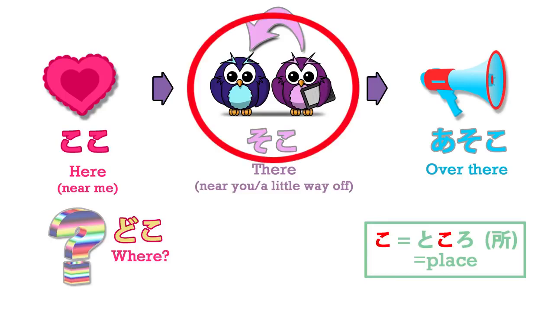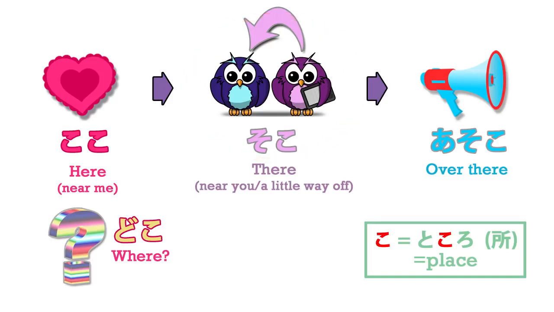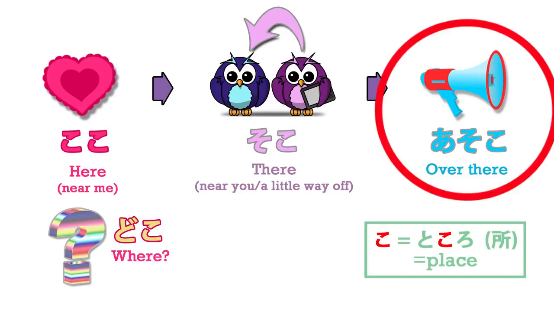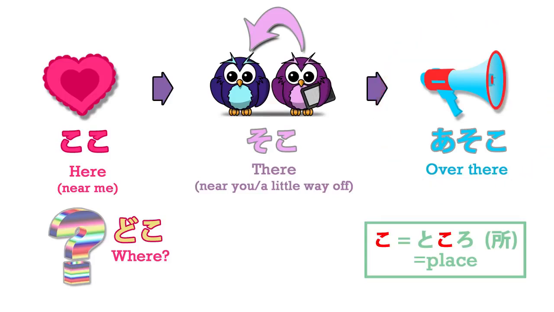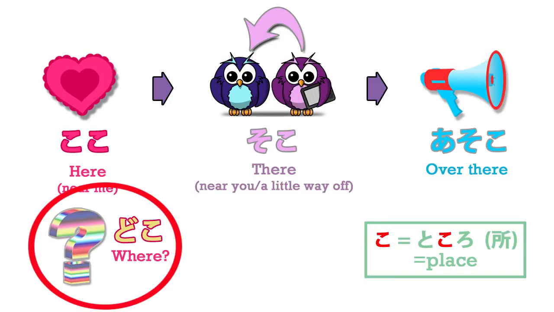Soko means there. Now, often koko means the speaker's place, and soko means the place of the listener. Asoko means over there, and it often means distant from both the speaker and the listener. So the word means over there, somewhat in the distance, so it's a bit far away, you have to shout to be heard over there. Doko means where, so that's a question word.